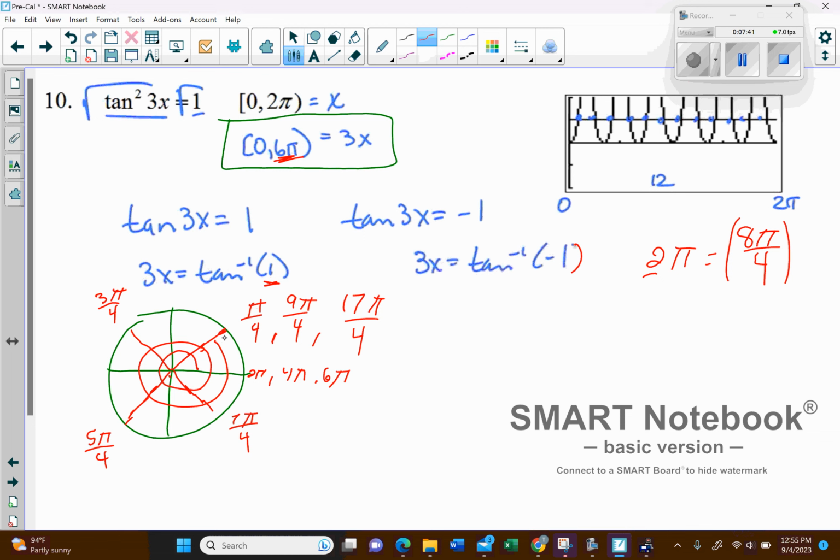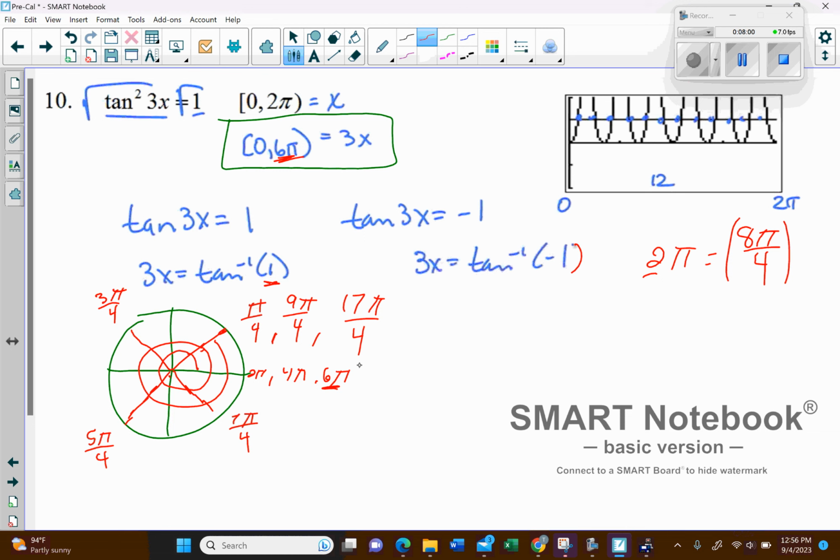Now I don't want to do it again because if I do, then I surpass my 3 rotations. So I did 1 rotation, 2 rotations, a little more than 2 rotations. If I added another 2 pi, I would surpass the 3 rotations that I'm limited to.